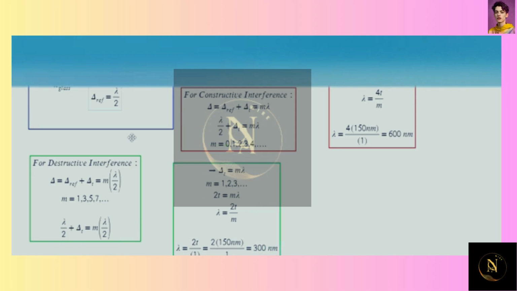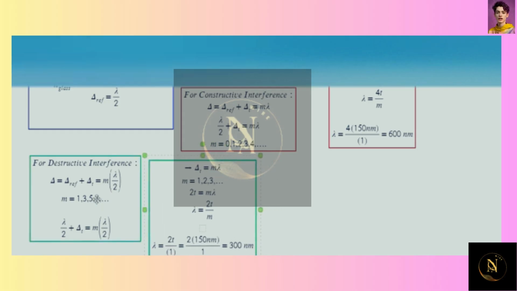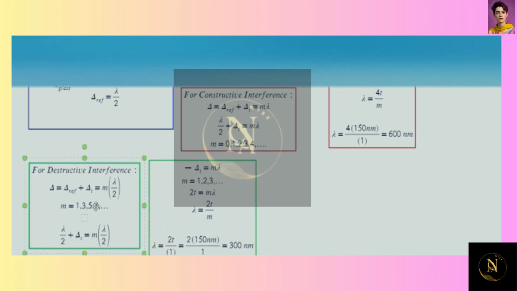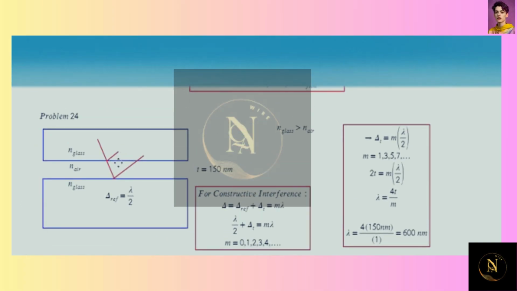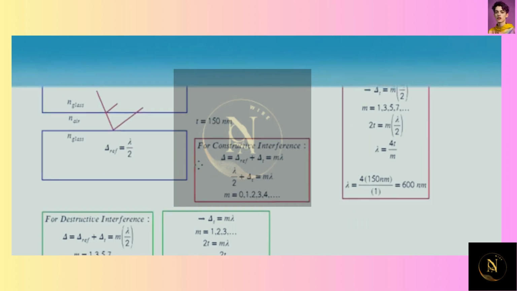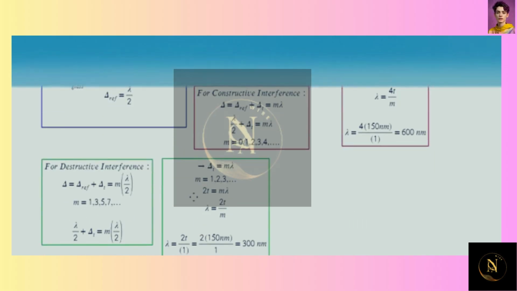So wavelengths of 300 nanometers are going to be destructively interfering with one another once they reflect off the glass here, and once they reflect off the glass here, then when they eventually combine here, they're going to do so destructively. This concludes problem number 24.